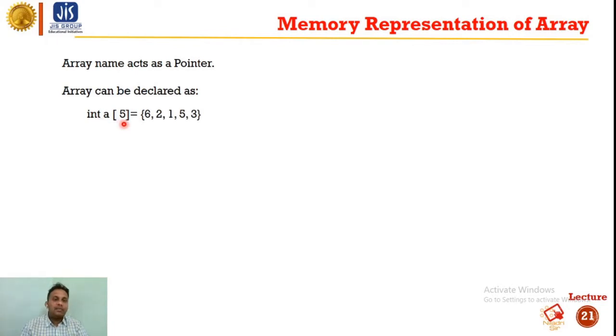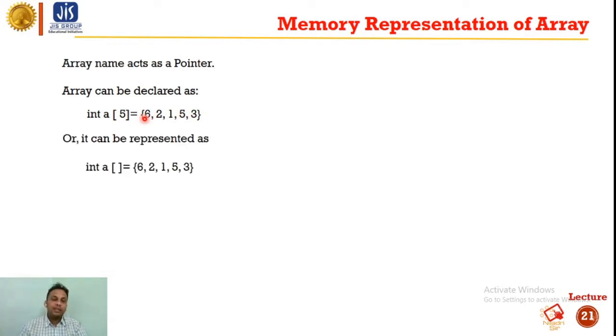This is int a[5] = {6, 2, 1, 5, 3}. Int a[5] means a can store 5 values of integer type, and those values are initialized as 6, 2, 1, 5, 3. So a[0] is 6, a[1] is 2, a[2] is 1, a[3] is 5, and a[4] is 3. Index value starts from 0.